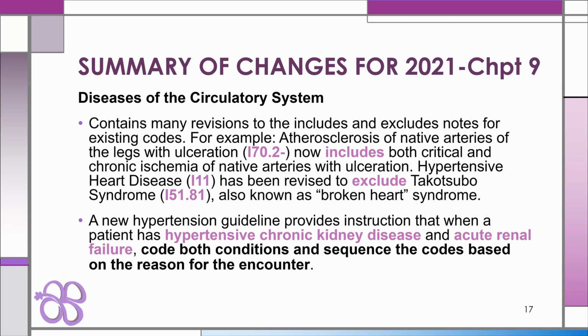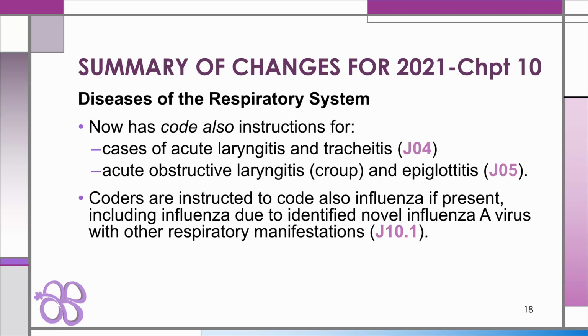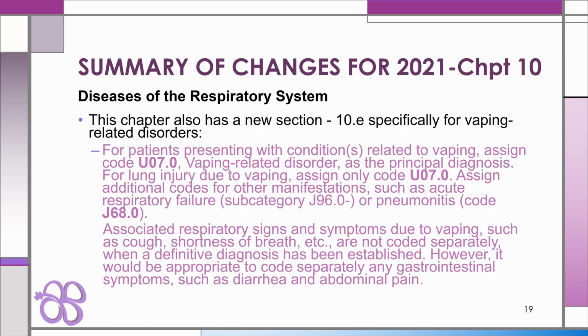Disease of the respiratory system now has codes, also instructions for cases of acute laryngitis and tracheitis, and acute obstructive laryngitis and epiglottitis. Coders are instructed to code also influenza if present, including influenza due to identified novel influenza A virus with other respiratory manifestations. This chapter also has a new section in the guidelines, 10.E, specifically for vaping-related disorders.